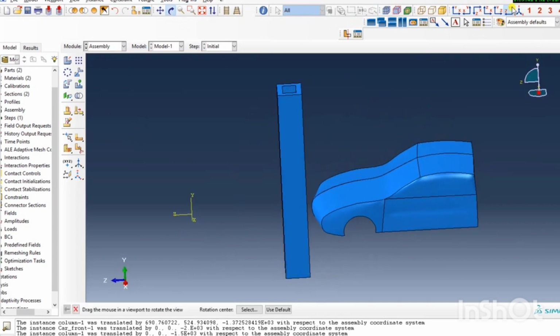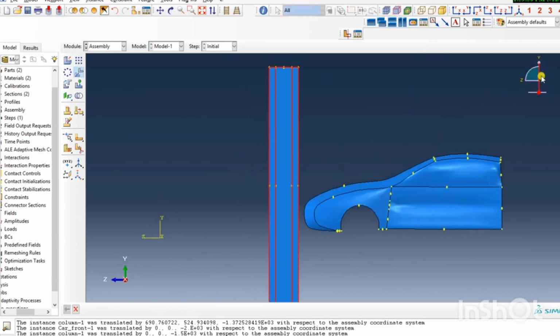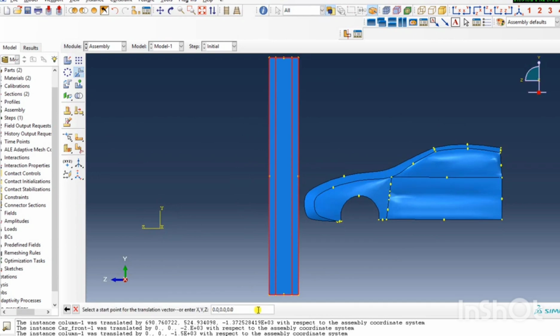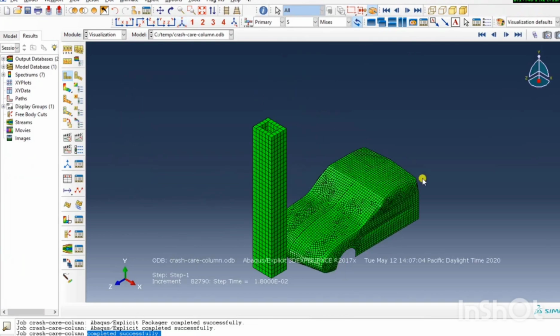Now, the column undergoes progressive folding, forming characteristic buckling lobes. This mode of deformation is desirable in crash structures as it maximizes energy absorption. Key outputs analyzed include von Mises stress distribution, equivalent plastic strain, and the internal energy versus time graph. A steady increase in the internal energy indicates effective energy absorption, while stable folding patterns confirm good structural behavior.